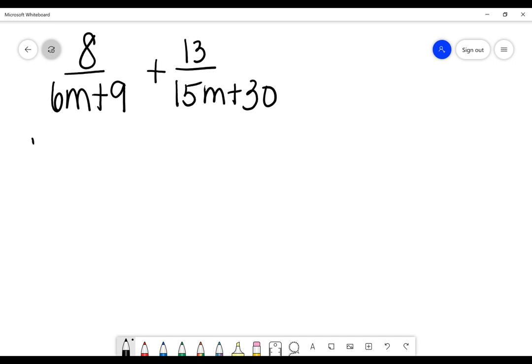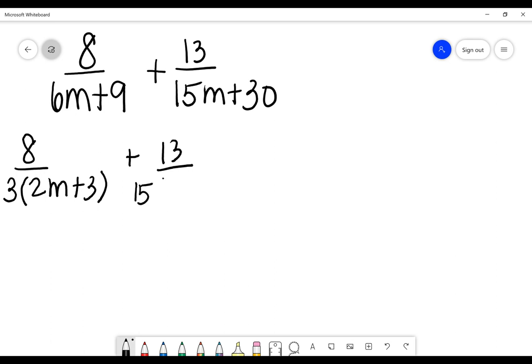And when we do that, we're given 8 over 6 and 9 have a 3 in common. When I divide out a 3, I'm left with 2m plus 3. And then for the other one, I have 13 in my numerator. 15 and 30 both have 15 in common, so I can take a 15 out, and I'm left with m plus 2.